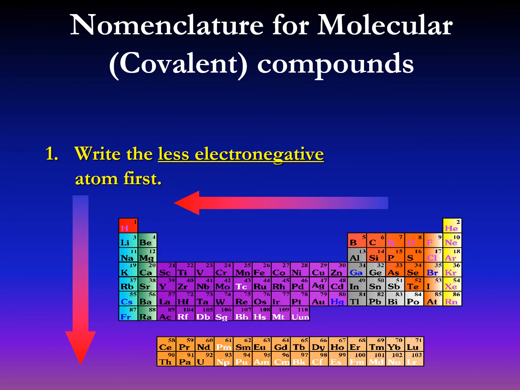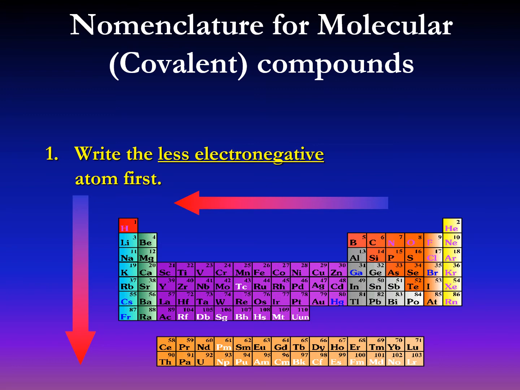So here are the basic rules for writing simple binary molecular or covalently bonded substances. First, you write the less electronegative atom first. You may not know what that means if you don't know what electronegativity is, but if you look at this chart, you'll get an idea. If you ignore the noble gases, which generally don't make compounds, and start with fluorine in the upper right-hand corner, fluorine has the highest ability of any atom to pull bonding electrons to itself and hang on to them.